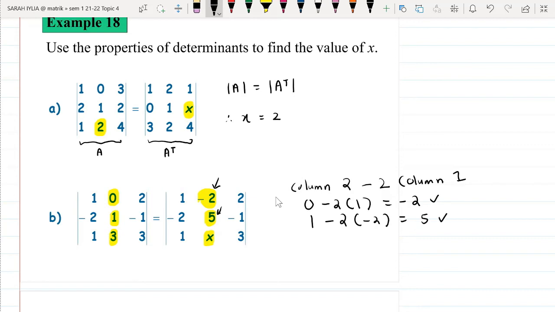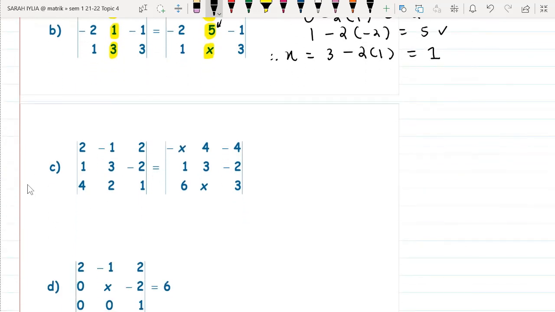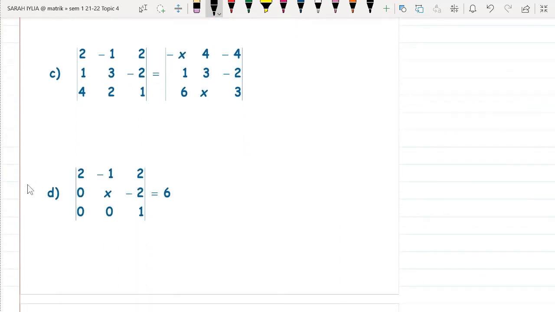So itulah elemen dia. So, in order to find X, X is basically second column punya entry. So, 3 minus 2 of first column. So, our answer here would be 1. Dia leceh sikit lah, kita kena fikir proses matematik yang logik kat situ. Okay. Settle B. Next one, C. Okay. C ni pun sama, kita kena tengok.